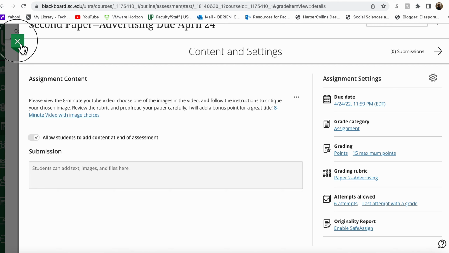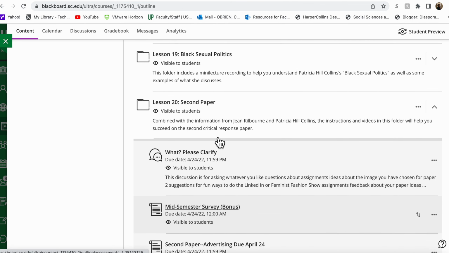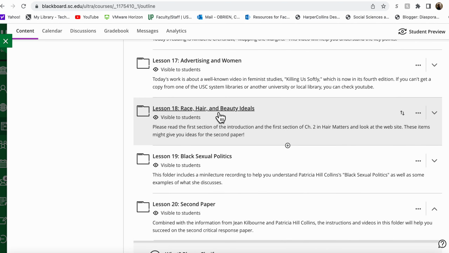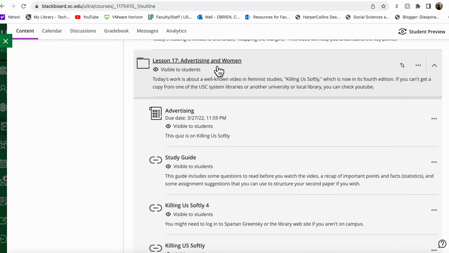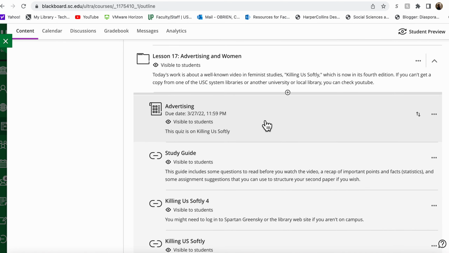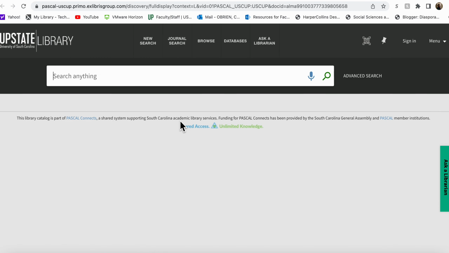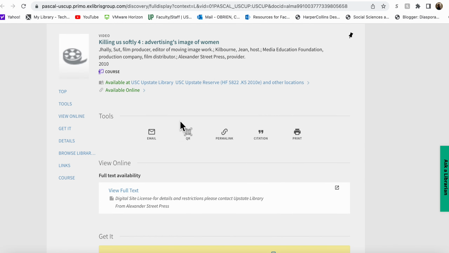The other question is how to access the Killing Us Softly video. And Killing Us Softly 4 is about advertising. So this entire Unit 17 is about advertising. And it can be a little tricky to log on because the library wants you to sign in very often. Also, the link that I use, which I believe is the only link, is not directly to the film.